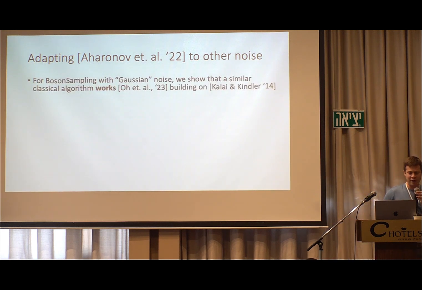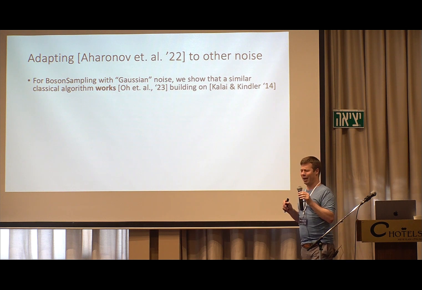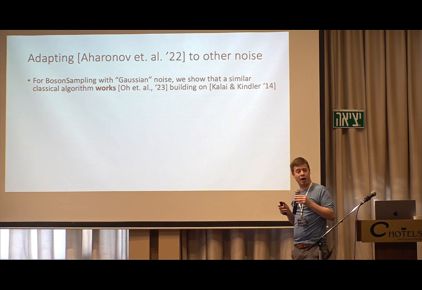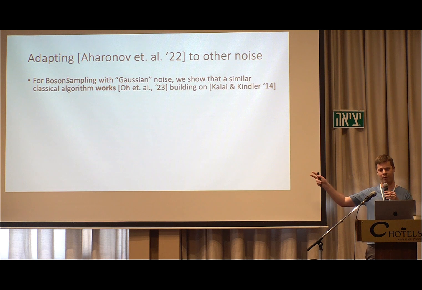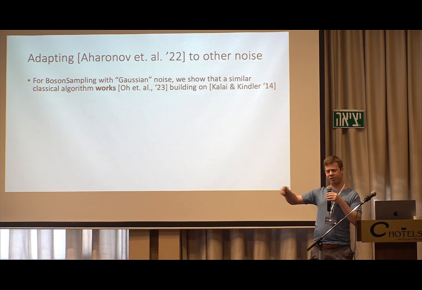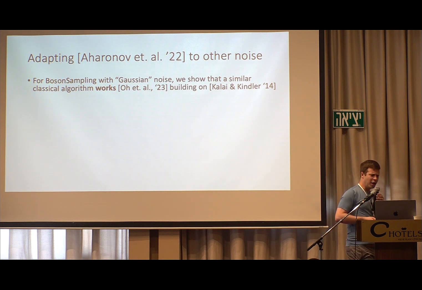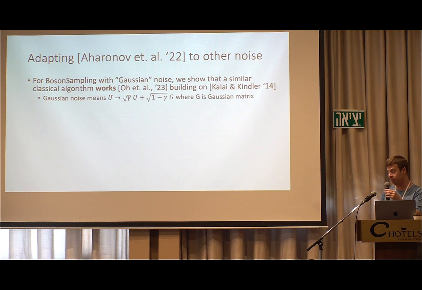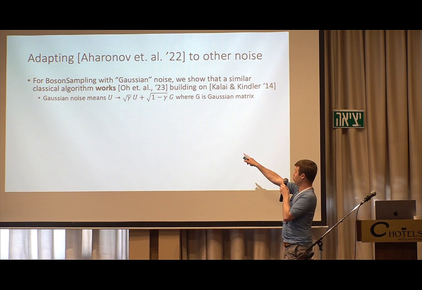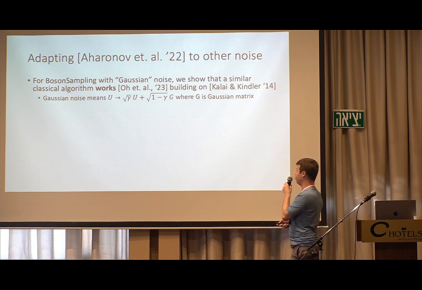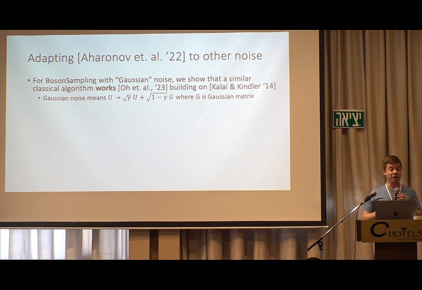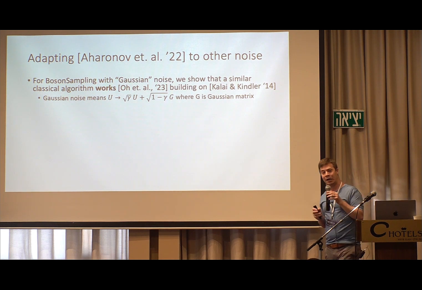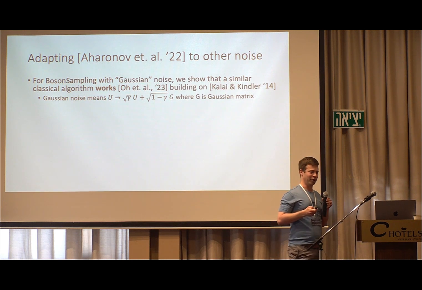But the good news is that for boson sampling, with a Gaussian noise model, which I can explain, but it's not that important, we show that a similar classical algorithm works, an algorithm highly reminiscent of Dorit's that expresses the noisy output probabilities as a series, and then truncates and so on. Gaussian noise just means that we take the linear optical unitary U, and it gets sent to the square root of gamma times U plus the square root of 1 minus gamma times a Gaussian matrix. This is not a physical noise model. This is something that Gil Kalai had studied when he was trying to, I think, destroy boson sampling at an earlier date.